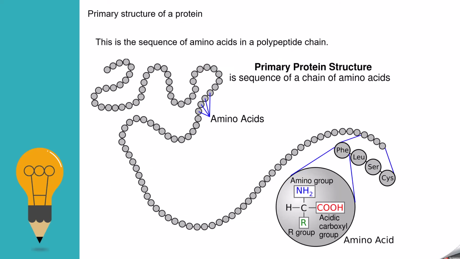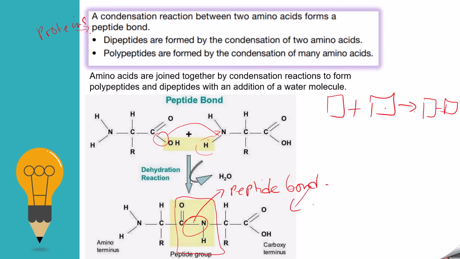So the primary structure of proteins. This is a sequence of amino acids, or a chain sequence of amino acids in a polypeptide chain. Literally, you've got a chain of amino acids and that's it. You've got thousands, or however many there are, of these. Usually, let's say 3 or more.